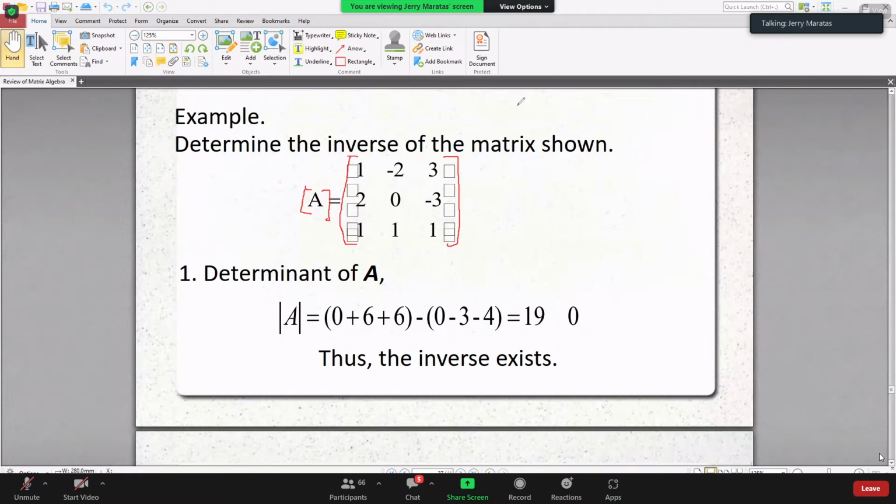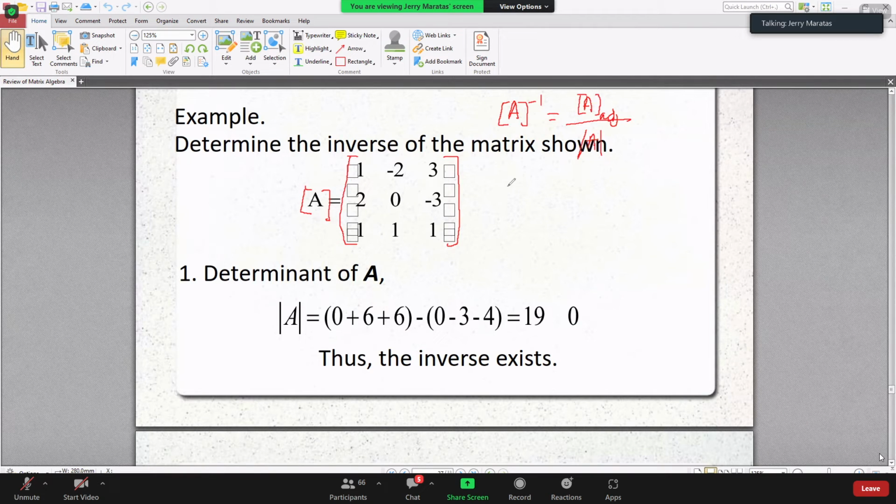Let's start with the determinant. Remember, the inverse is equal to the adjoint divided by the determinant of matrix A. Let's start with the determinant of matrix A. Solving the determinant of a 3 by 3 matrix, I would like you to review this also, if you're not familiar with the determinant.